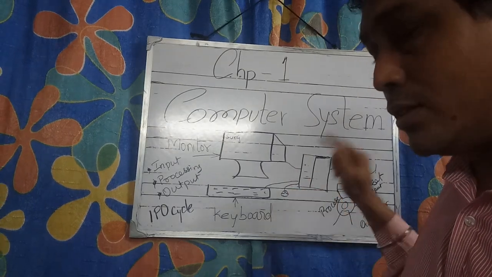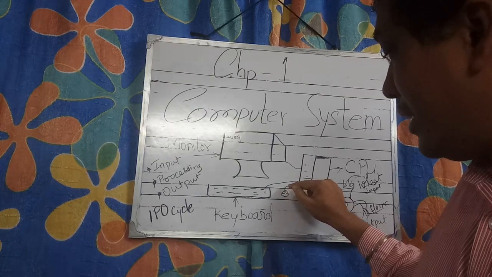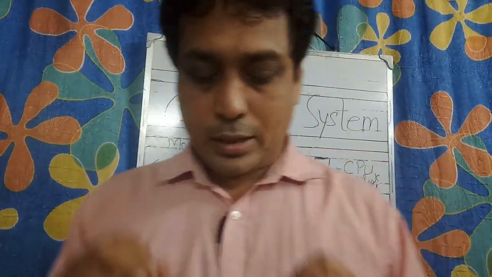Coming to the mouse, yes, it looks like a mouse, but it's not a living thing. It's a non-living thing. It's a machine. Why is it called a mouse? Because it looks like a mouse and it has a tail which is attached to the CPU. Coming to the scanner.